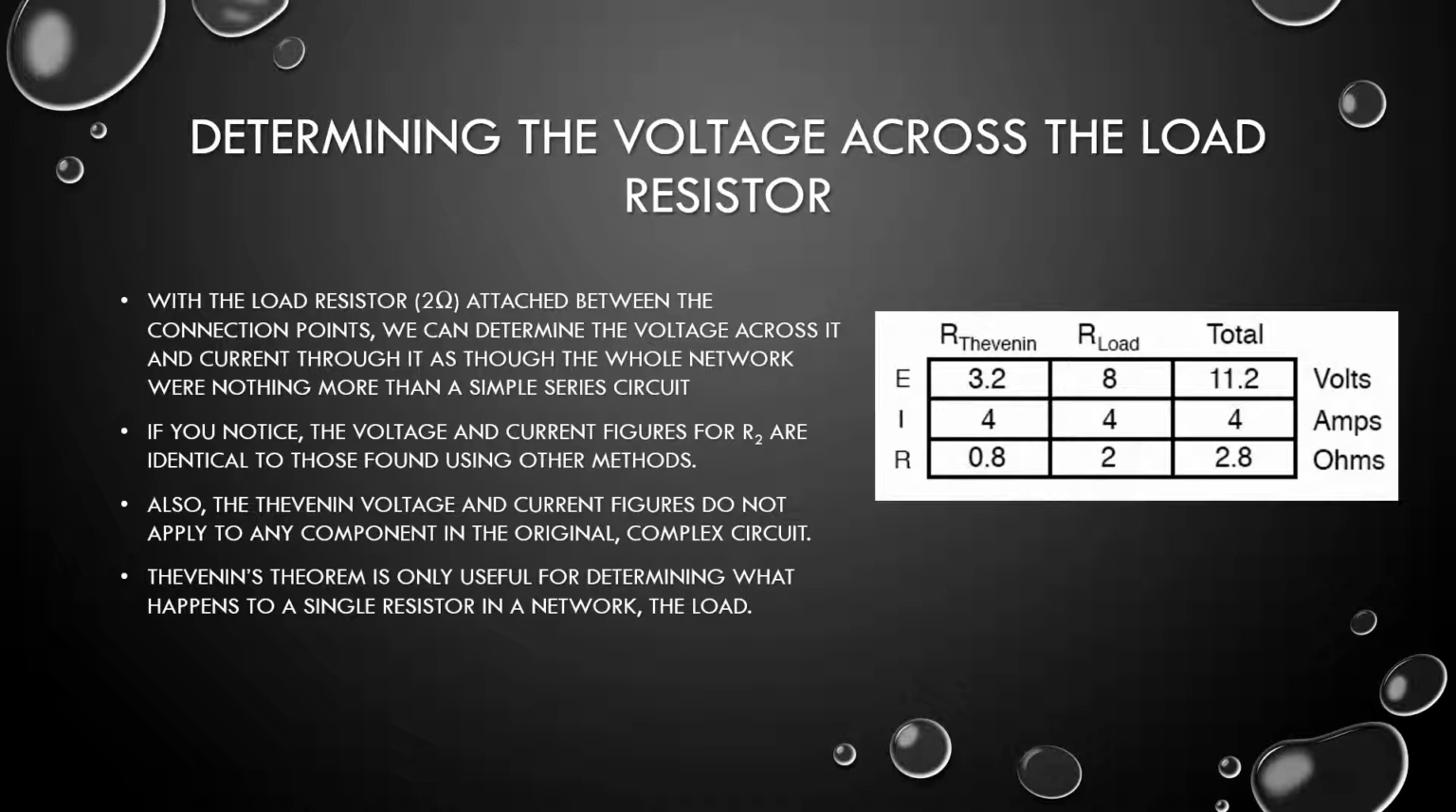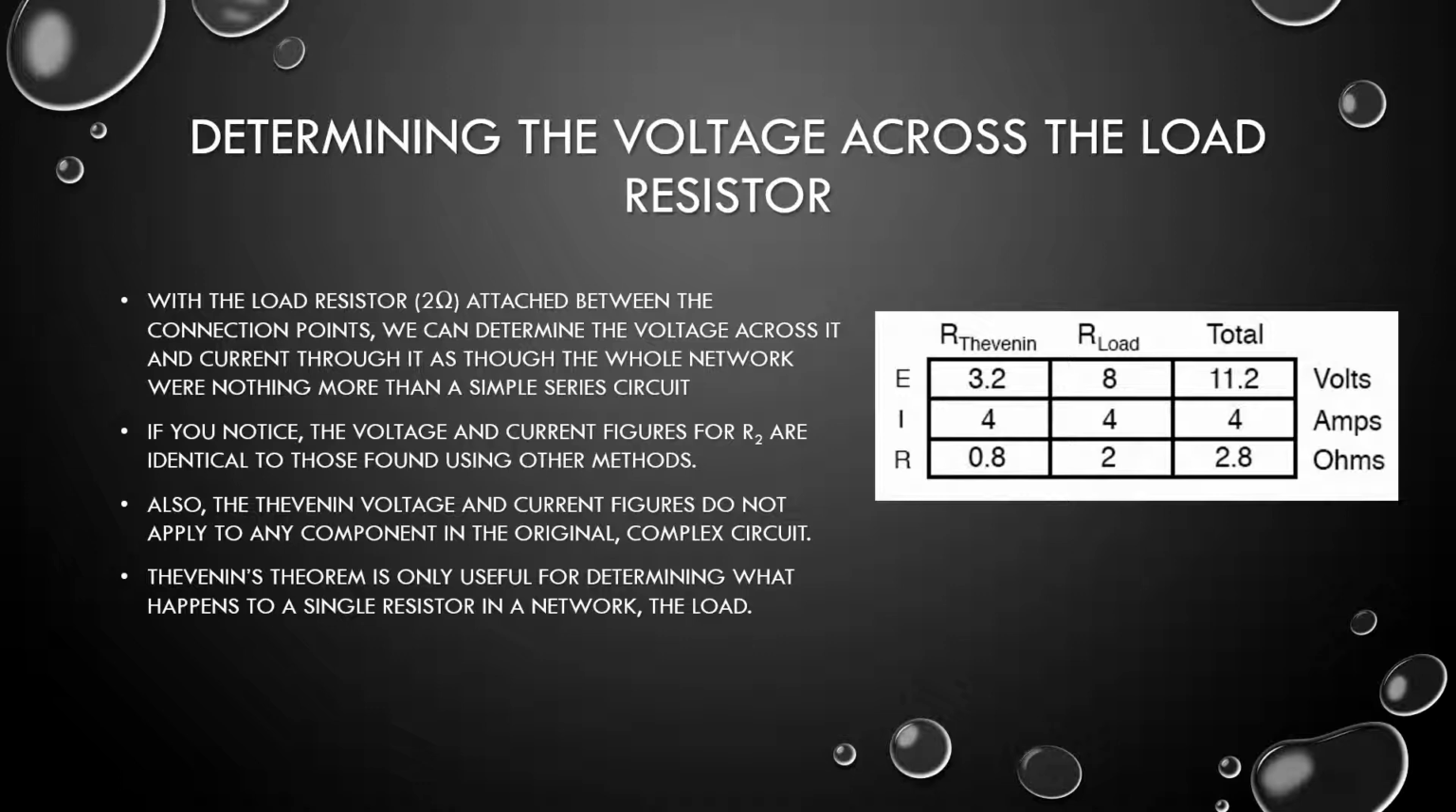And finally, determining the voltage across the load resistor. With the load resistor being 2 ohms attached between the connection points, we can determine the voltage across it and current through it, as though the whole network were nothing more than a simple series circuit. If you notice, the voltage and current figures for R2 are identical to those found using other methods.